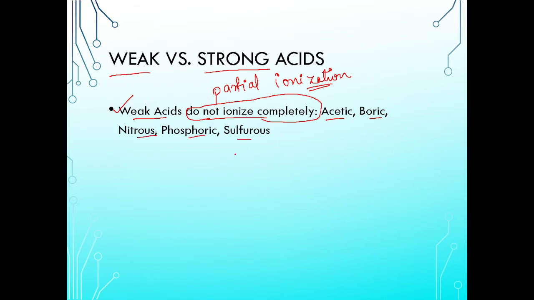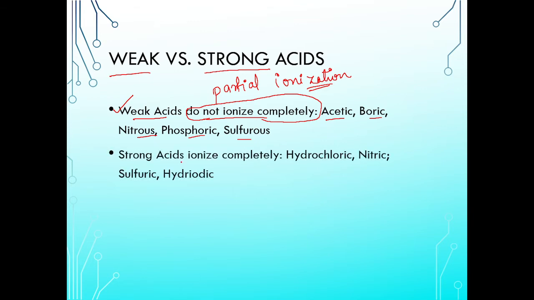Okay? Then what are strong acids? Strong acids are those which can ionize completely. Okay? So mostly, you can say all the organic acids come under weak acid. And almost all the mineral acids come under strong acid. Okay? So this is the source. Organic acid or mineral acid can be categorized depending on the source.